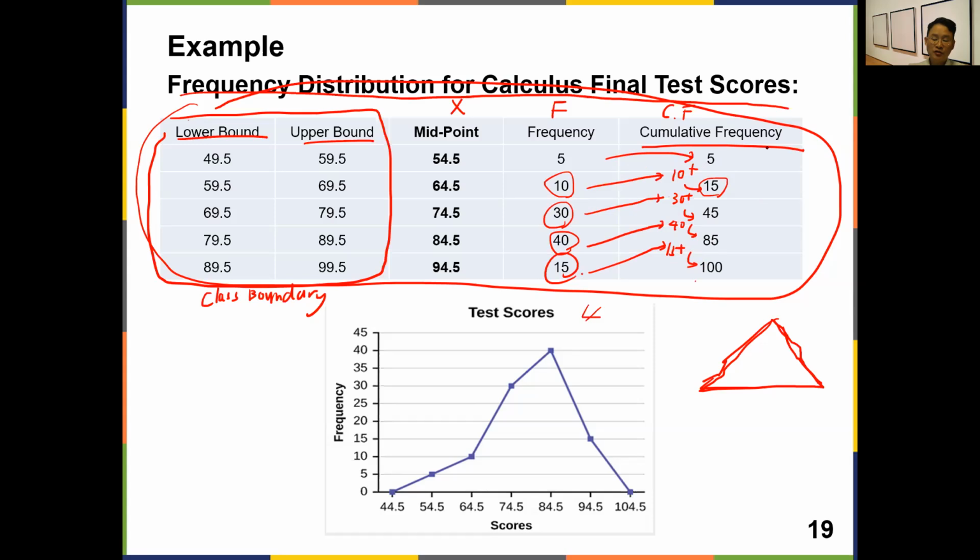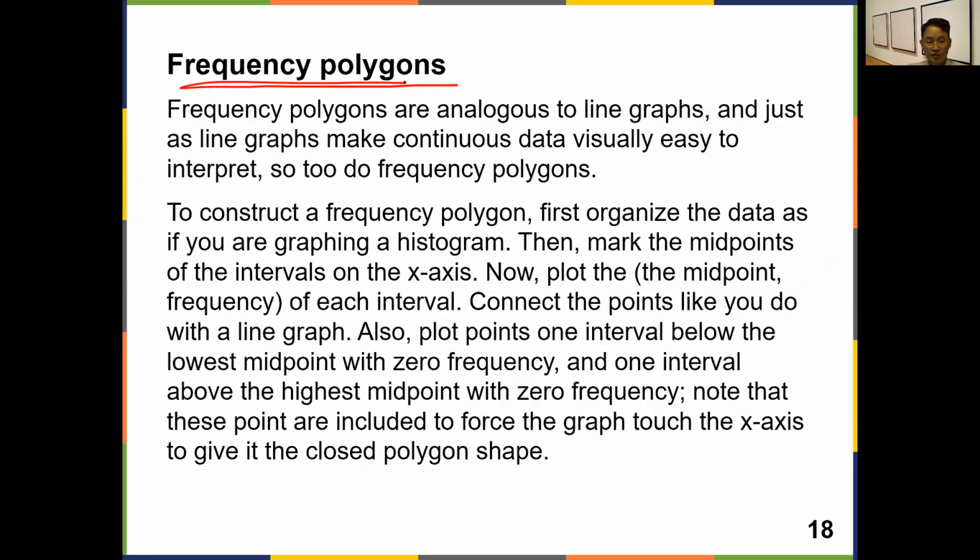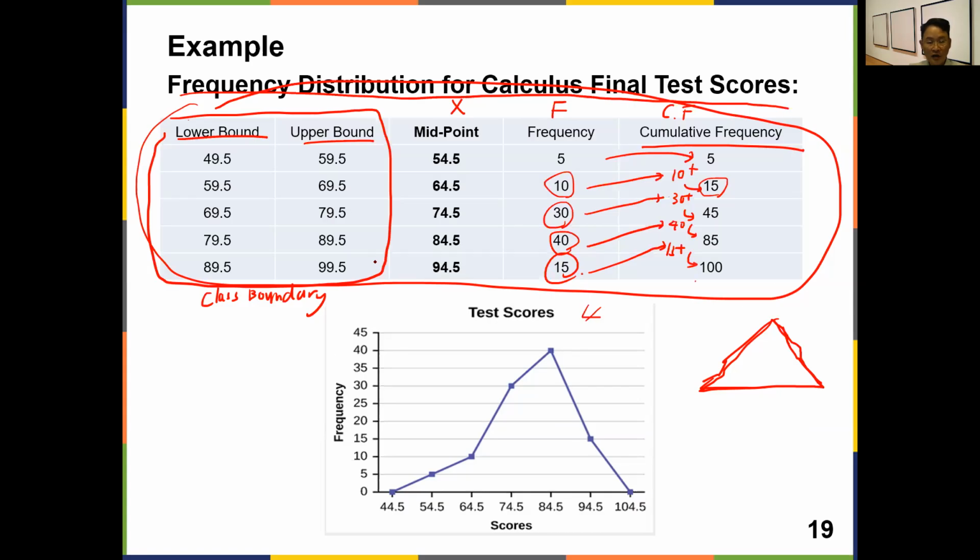Now, once you get the cumulative frequency, then what? Well, now you have this full table. From this frequency distribution table, now we are trying to build what's called frequency polygon. Now, what column do we use? Well, look at this right here.